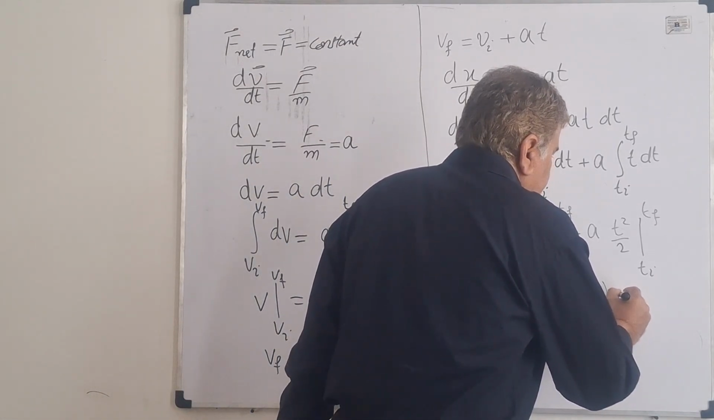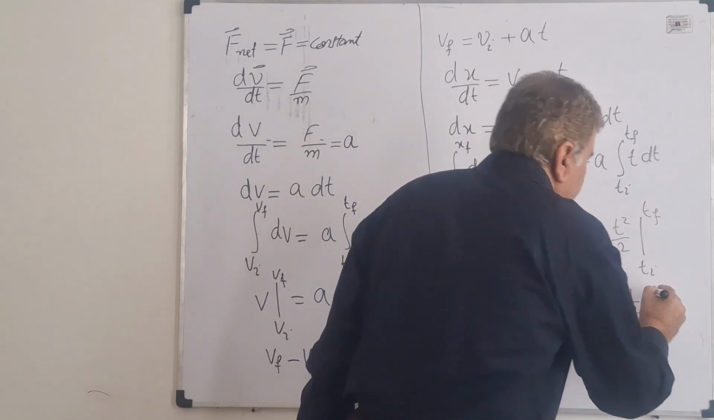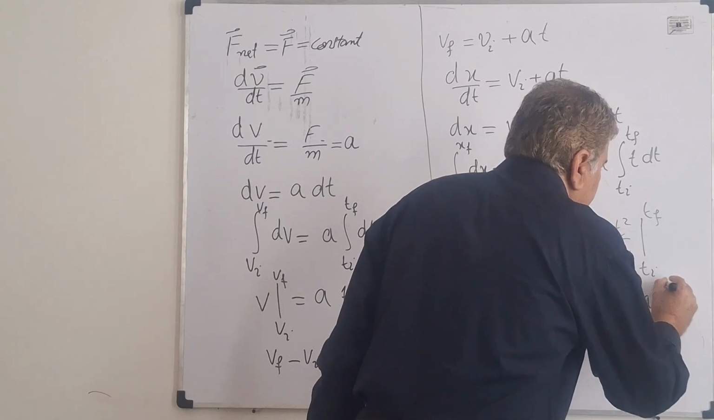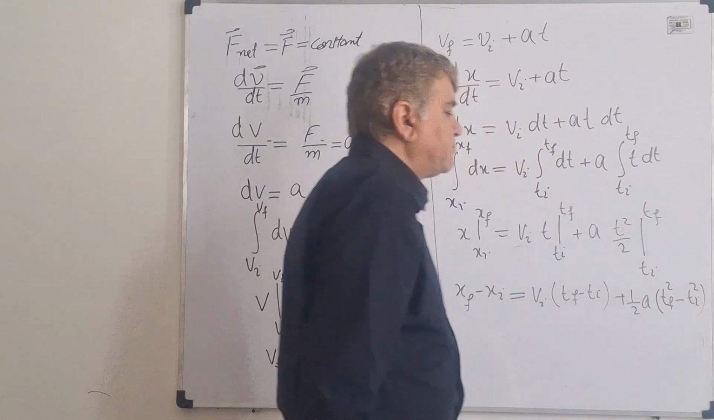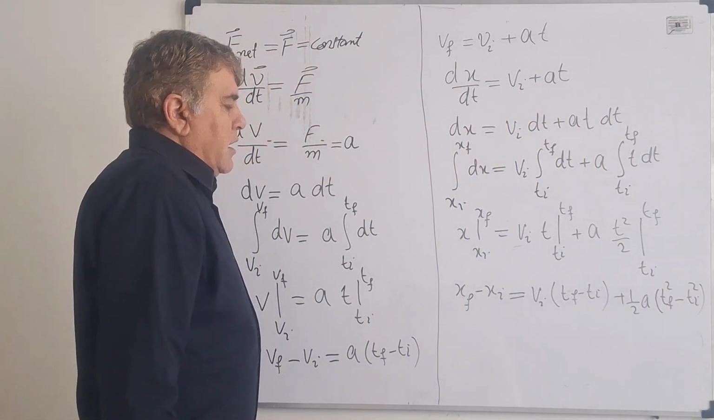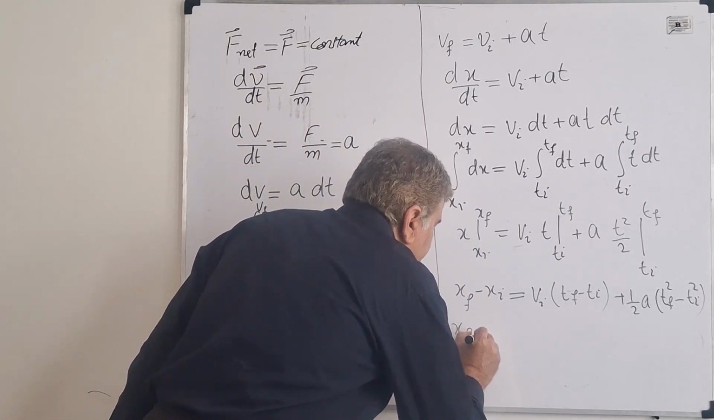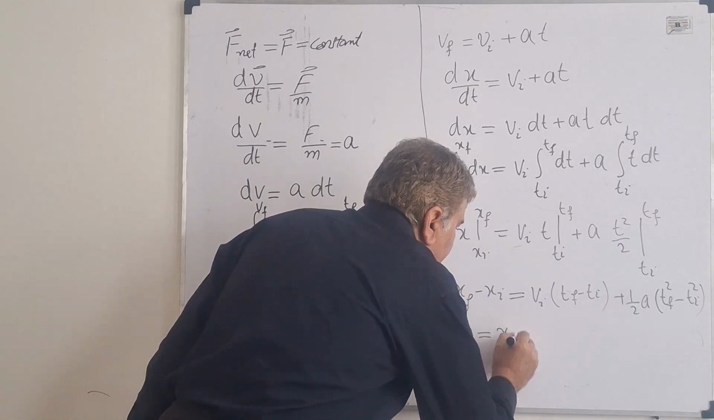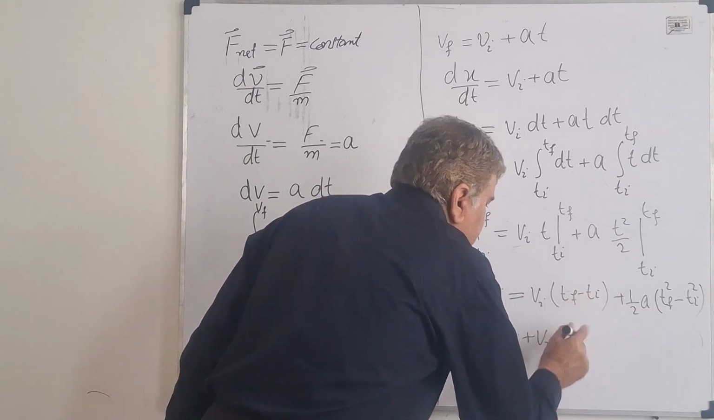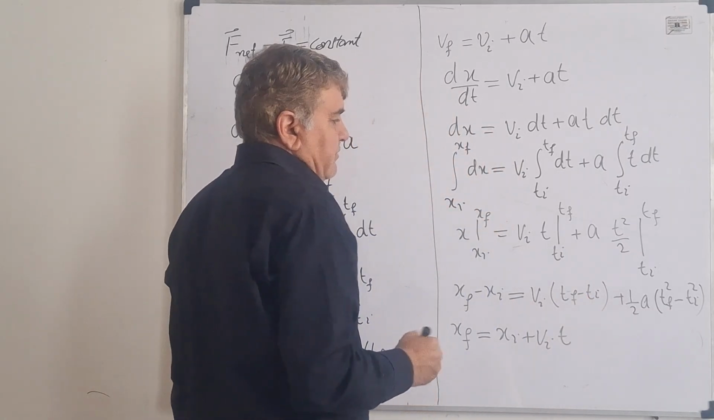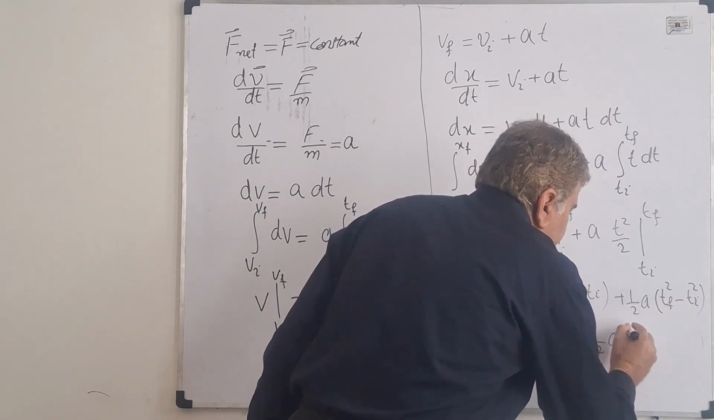and I write this as plus half times a, and if I substitute the limit in this, I write it as tf squared minus ti squared. Or we write this finally in the form xf equals xi, I'm taking this to this side, plus vi, and I reduce this to only t, that's the duration of time, plus half a t squared.